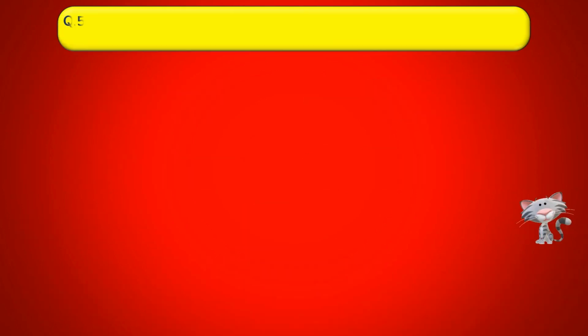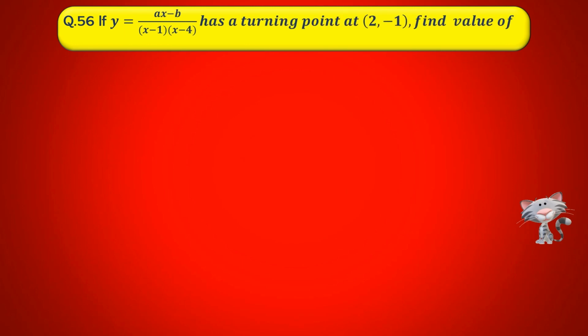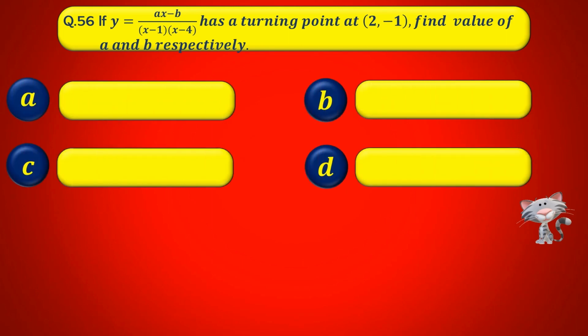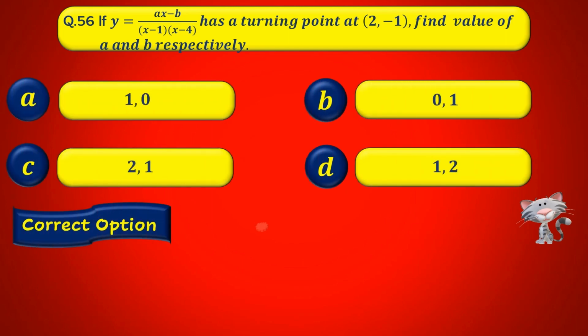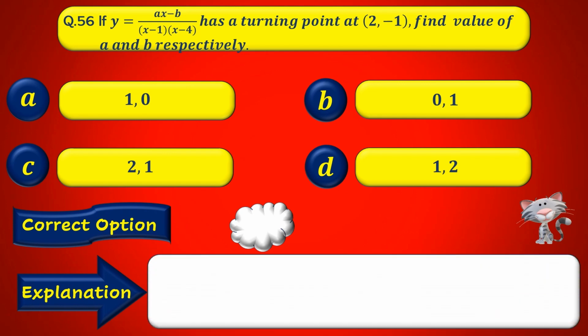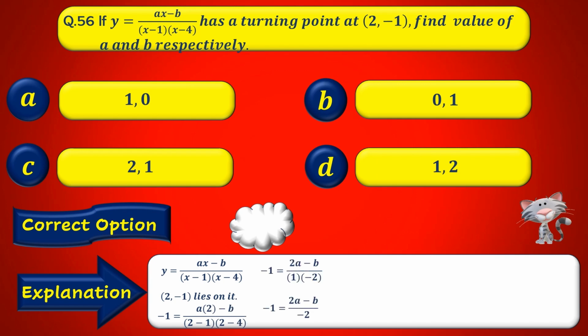Question number 56. If y is equal to this has a turning point at point 2, minus 1, find the values of a and b respectively. And the options are, let's check out which one is the correct option. If we apply calculus to solve this problem, it will be a lengthy process. Let's use another trick. Here the equation is y is equal to x minus b over x minus 1 x minus 4. Since 2, minus 1 lies on it, it satisfies this equation, and we get minus 1 is equal to 2a minus b over minus 2.